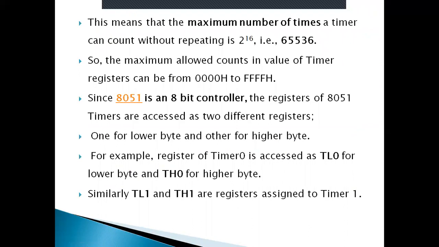This means that the maximum number of times a timer can count without repetition is 2 raised to 16, because 16 is the number of bits in the timer register, and that will be equivalent to 65,536 in decimal. So the maximum allowed counts in value of timer register can be from 0000H to FFFFH. So this is the range that we can have for a timer of 8051.